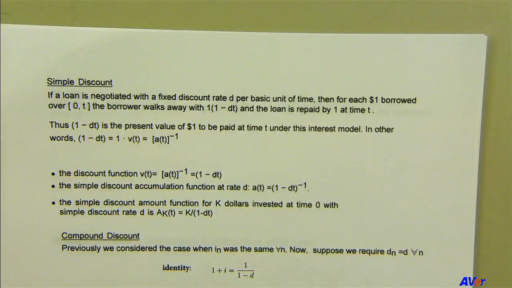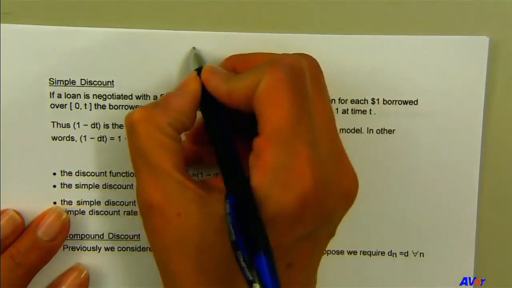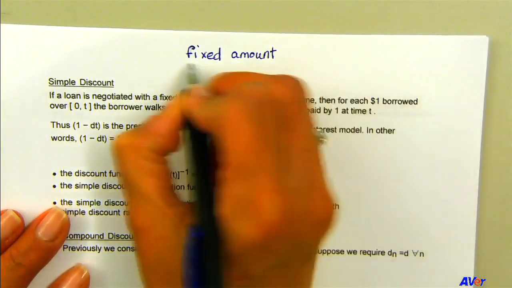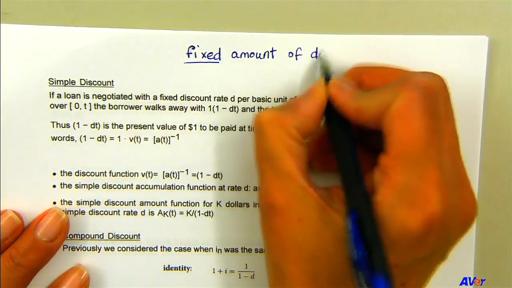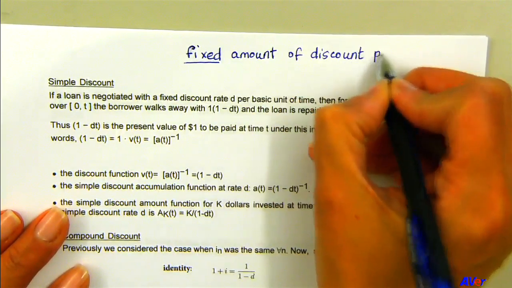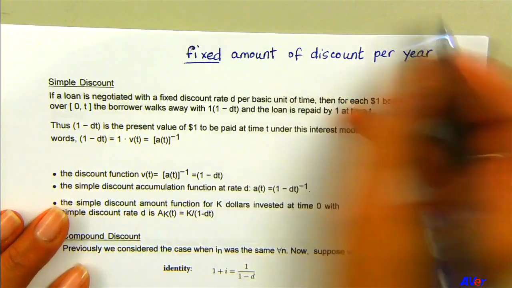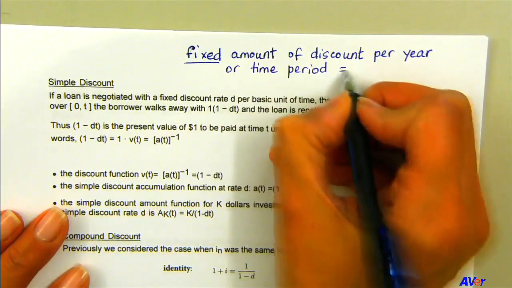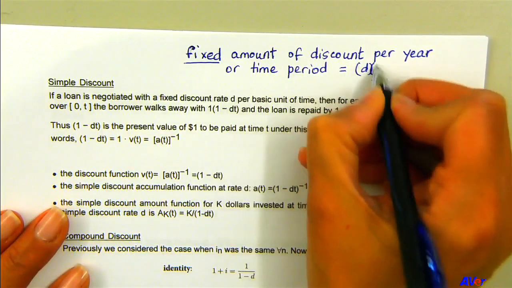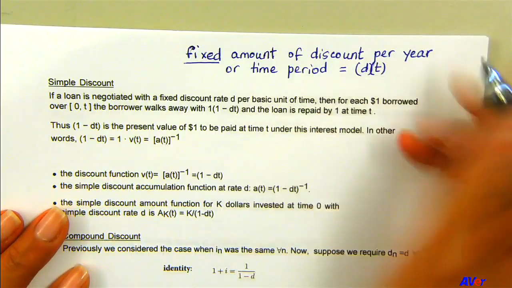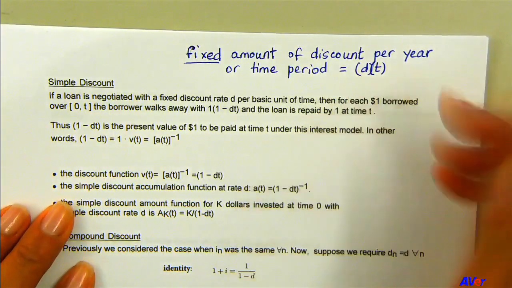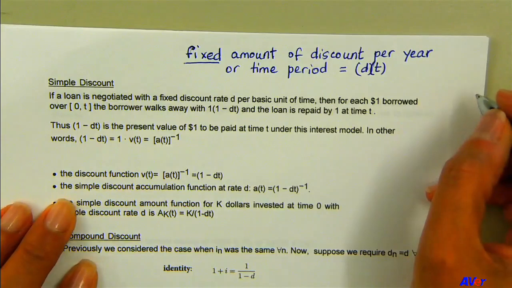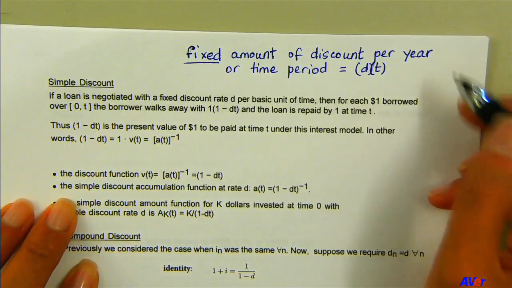So what I want to say here is that a fixed amount of discount per year or time period translates to d times t, meaning multiply by the number of years, just like you do for it. You know how you go 1 plus it in the case of simple interest? This time I'm talking about simple discount. So this would be 1 minus dt.